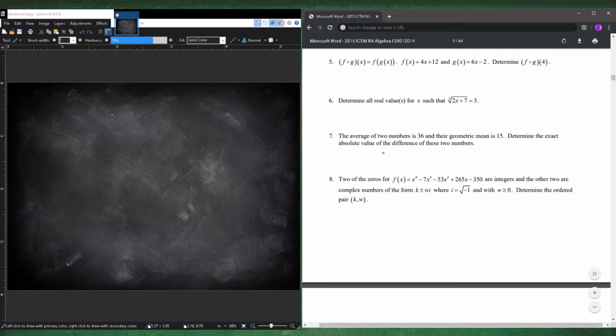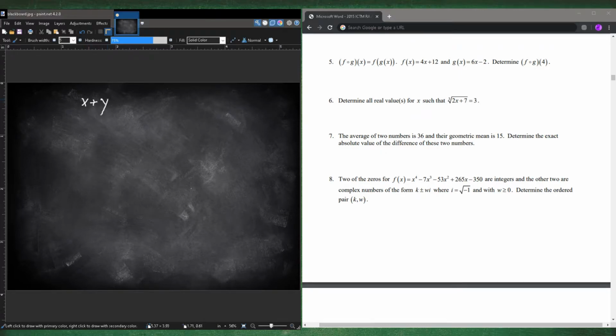The average of two numbers is 36, so let's use two numbers, x and y. Average is 36, so x plus y divided by 2 is equal to 36, so that adds up to 72. The geometric mean is 15. So if you take x times y, take the square root, that's 15. So that means x times y is equal to 225. Determine the exact absolute value of the difference of these two numbers. So we have to find x minus y, right? We need to find this difference.